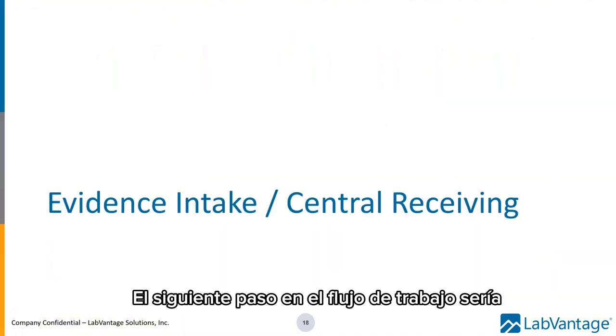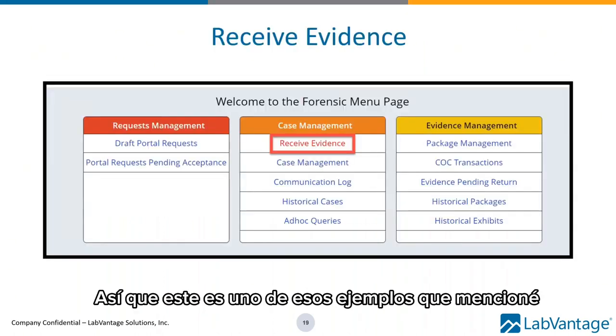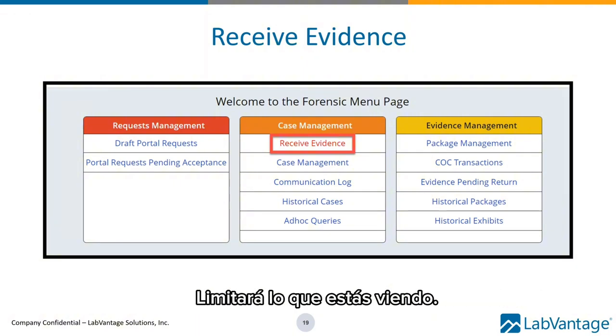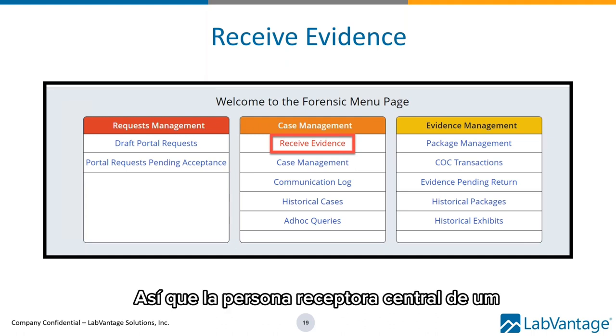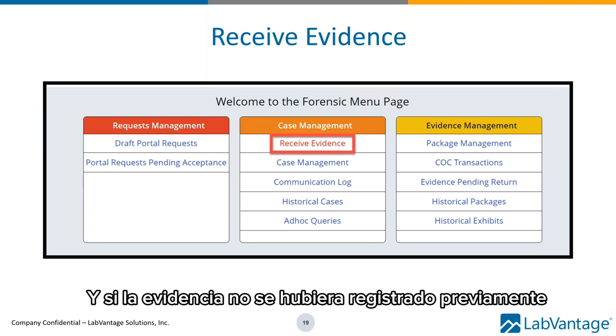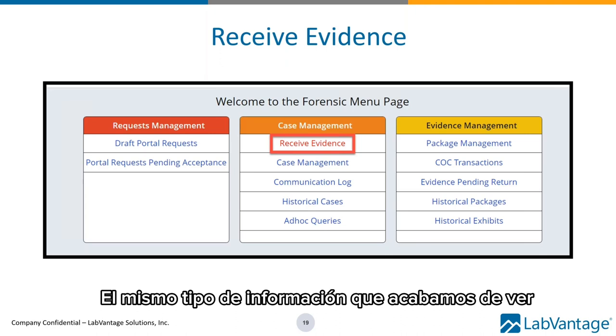The next step in the workflow would be that the evidence ultimately is going to end up over in the central receiving unit of the laboratory. So this is one of those examples that I mentioned. Depending on your job at the organization, it will limit what you're seeing. So the central receiving person might have a screen that looks similar to what you see here. And if the evidence had not already been pre-logged, they would click receive evidence, and then they would be able to document all of that same type of information that we just saw.